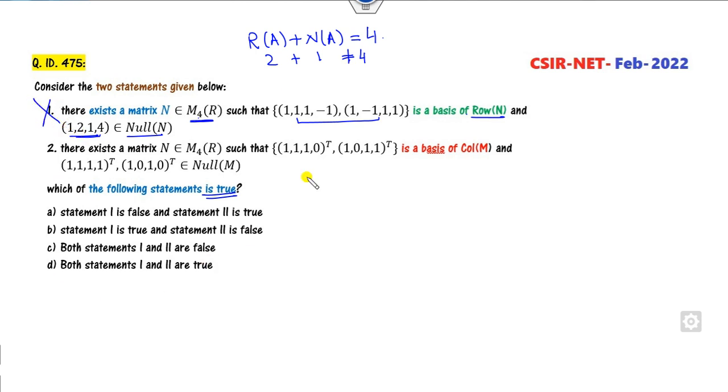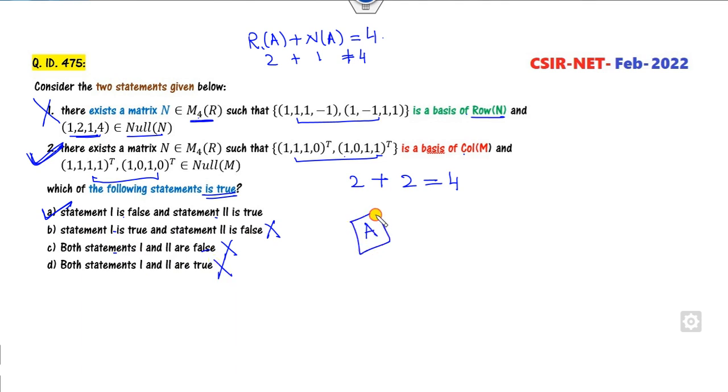First option is cancelled out. Column, because rank and columns are same, so it is my 2 plus nullity is my 2, which is 4, is my correct statement. So statement 1 is false, statement 2 is my correct option. Statement 1 is true, false, both the statements are false, both are true. Right option is my A is the right answer.